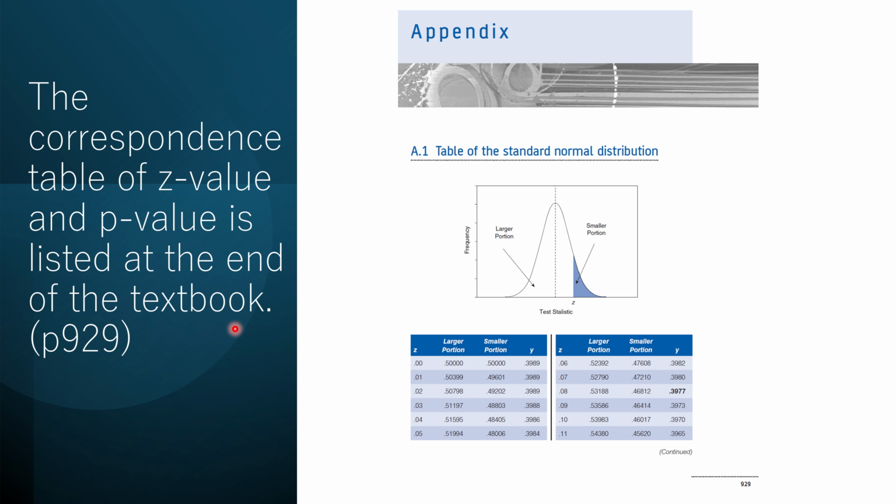The corresponding table is listed at the end of the textbook. A Z-value tells you how many standard errors your estimate is from the null value. A large Z gives a small p, and a small Z gives a large p. In practice, you do not need to memorize the full table. In R, the correlation test reports the p-value directly, and you can check the textbook.